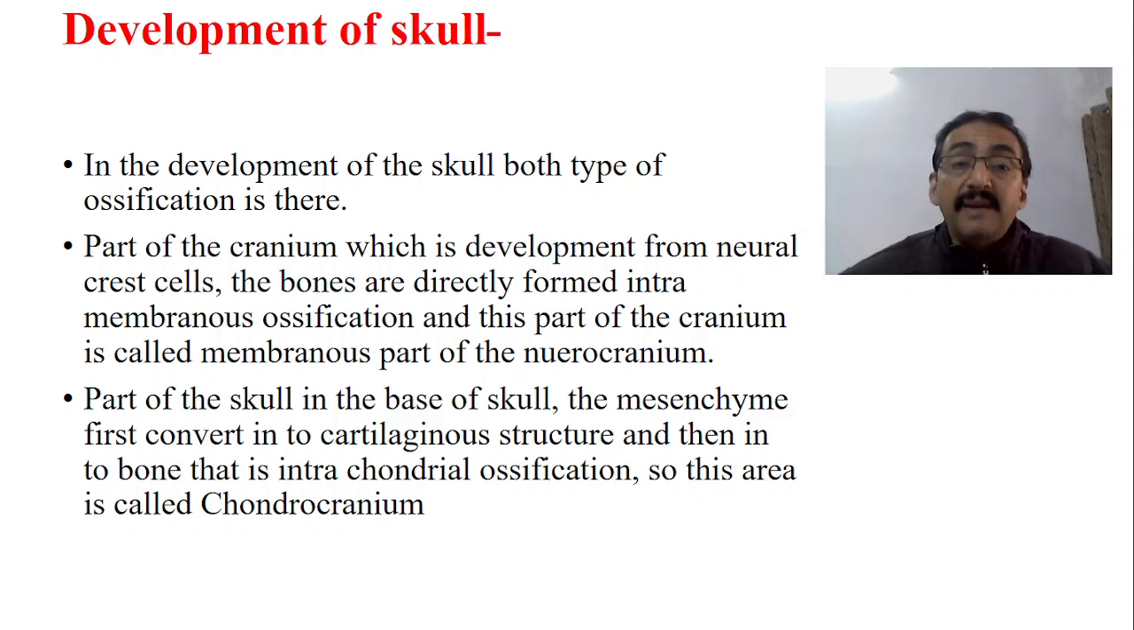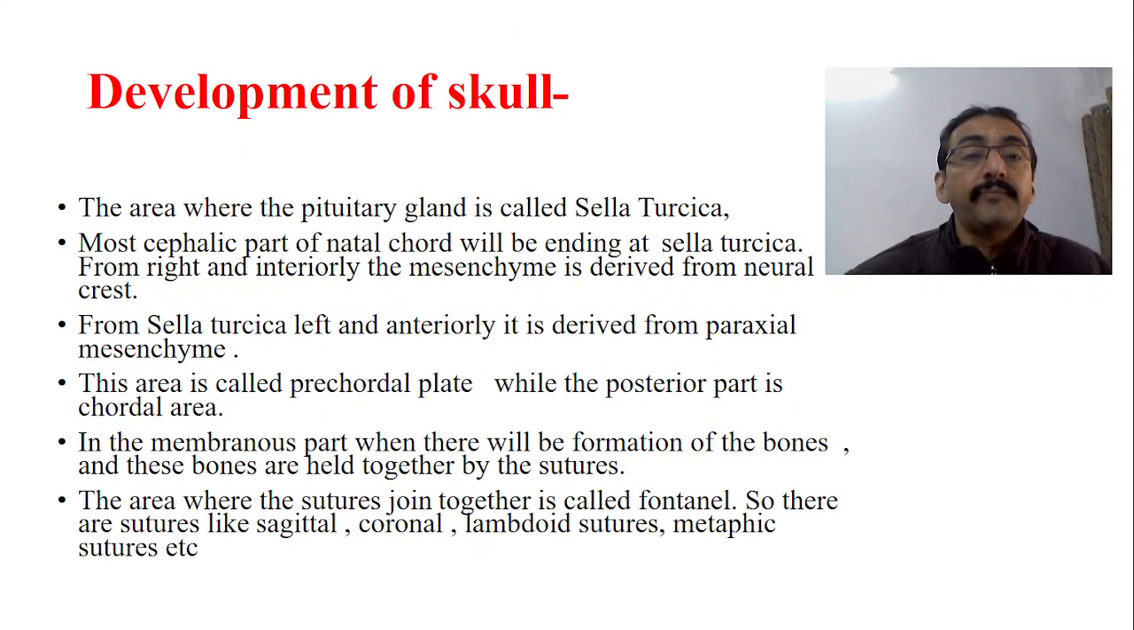In the base of the skull, the mesenchyme first converts into cartilaginous tissue and then it converts into bone, that is chondral ossification, and this area is called the chondrocranium. So we have the neurocranium and the chondrocranium.